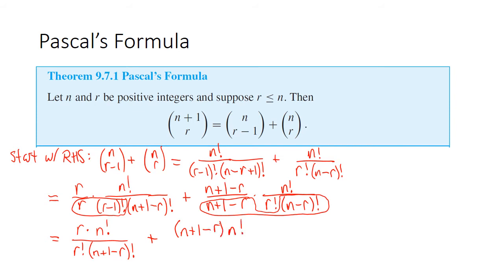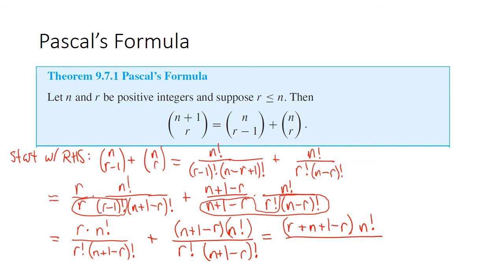n factorial. Just so you understand, this factorial up here only goes on the n, so that's not going on the other factor at all. So this is going to be r factorial, and then this one will be n plus 1 minus r factorial. You see I've gotten the same denominator on both of them. So now I'm going to add the two fractions together. This is r times n factorial. I'll combine the numerators, so I've got r plus n plus 1 minus r times n factorial on the top.